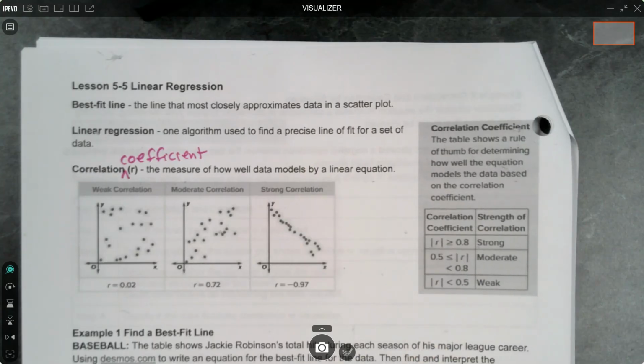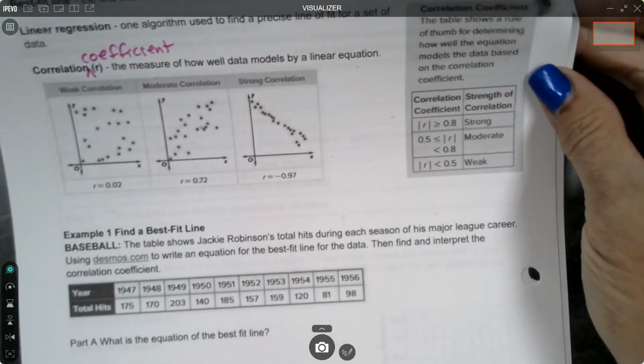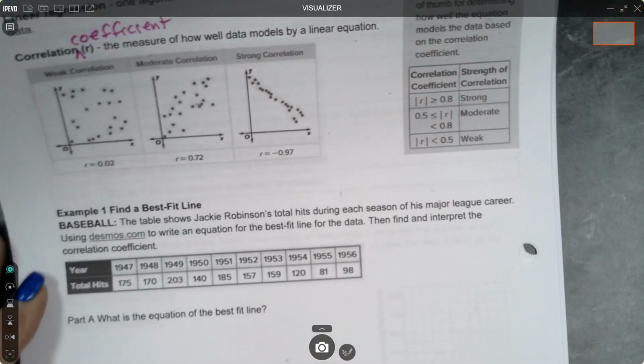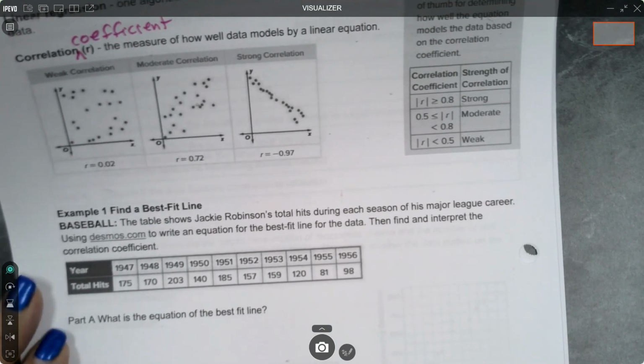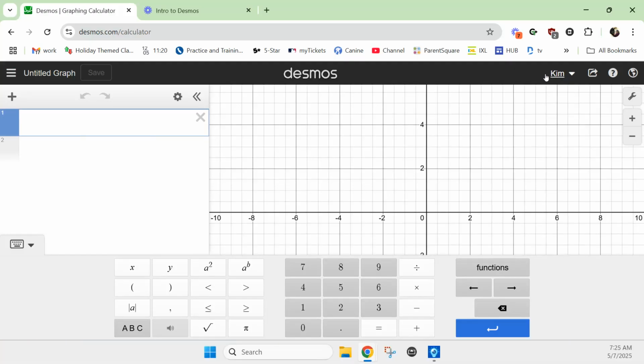Okay, so the next part of this says, the table shows Jackie Robinson's total hits during each season of his major league career. Using Desmos.com, we're going to do that in a second, write an equation for the best fit line of the data. Then find and interpret the correlation coefficient. Okay, so first things first, we need to go over to Desmos. So Desmos.com, I would tell you right now, I would log into this. I'm already logged in, but you log into here.